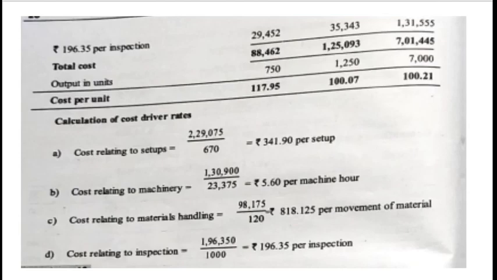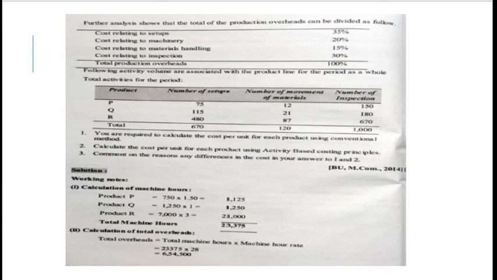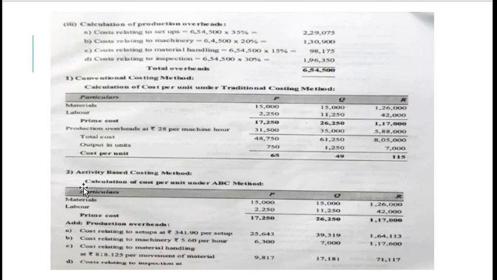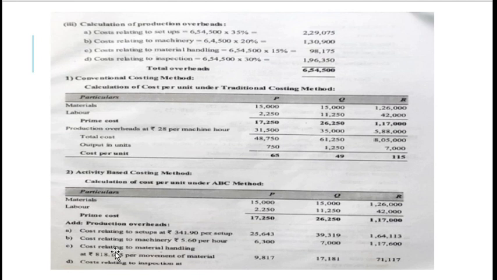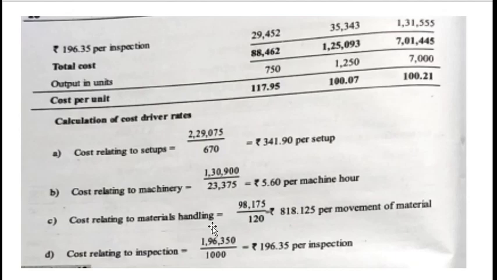Next for Q you have 1,250 machine hours. Into the cost of it, which is rupees 5.60, will give you 7,000. Then for R it is 21,000 machine hours. So 21,000 into 5.60 will give you 1,17,600.